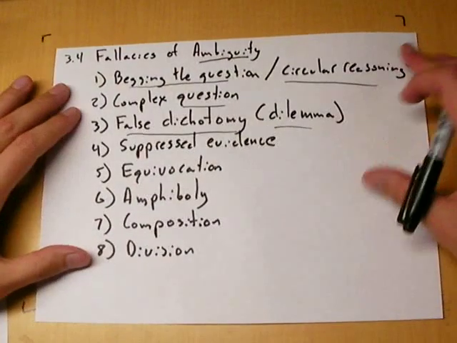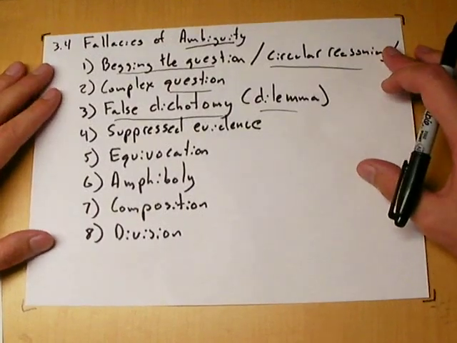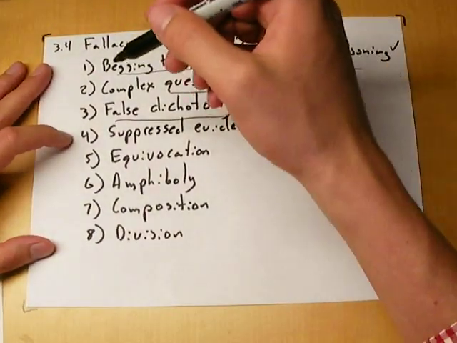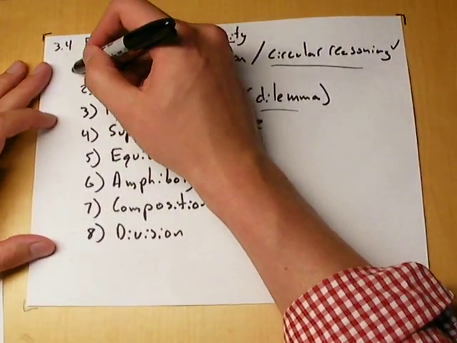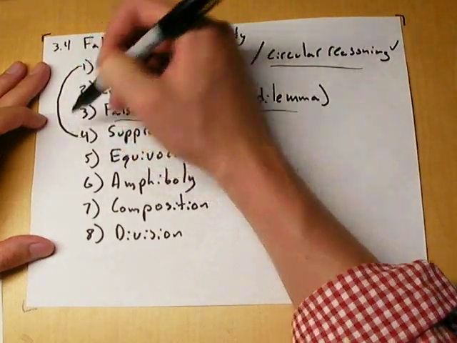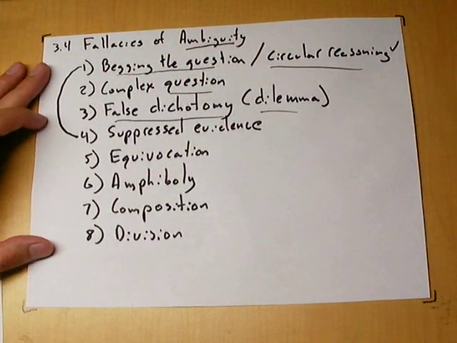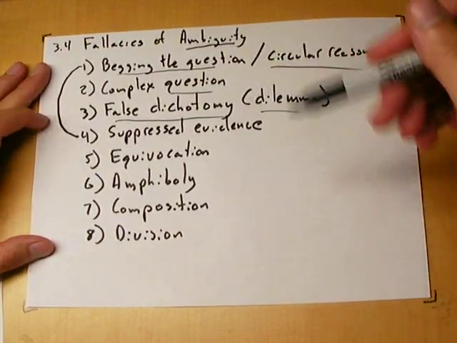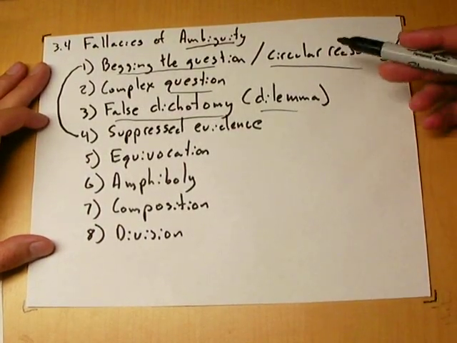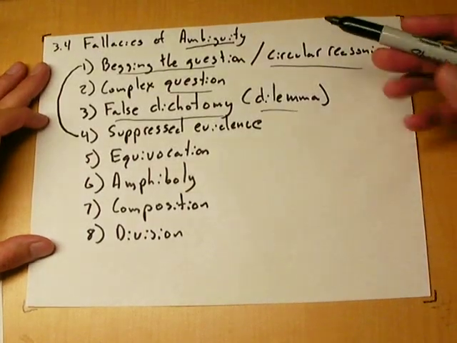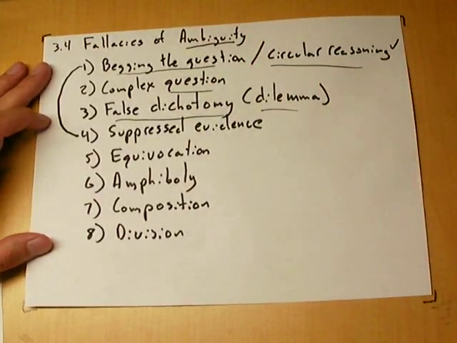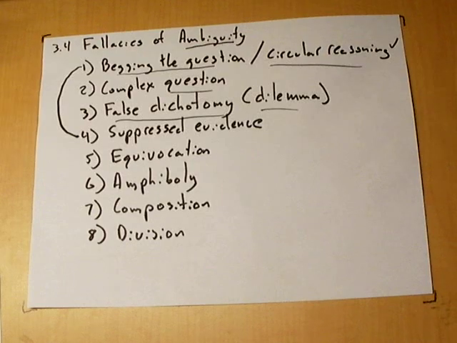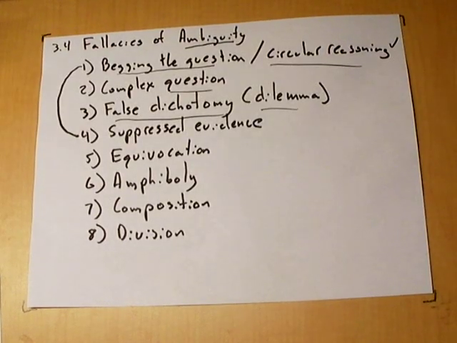So number 4 on the list, suppressed evidence. And number 1 on our list and number 4 on our list, begging the question and suppressed evidence, kind of actually go hand in hand. And if I had to rank them in terms of the difficulty in spotting them, these would really be 1A and 1B. So the name here, suppressed evidence, gives it away.